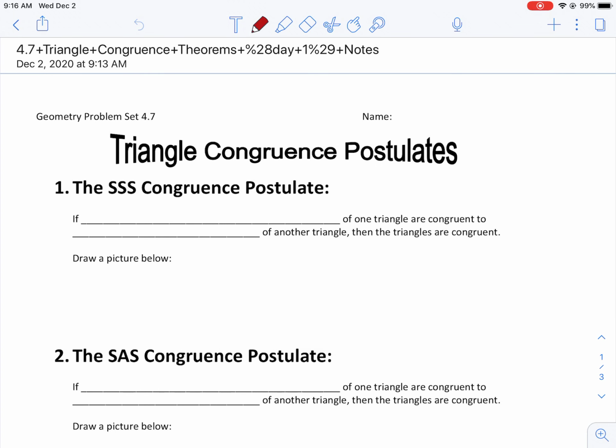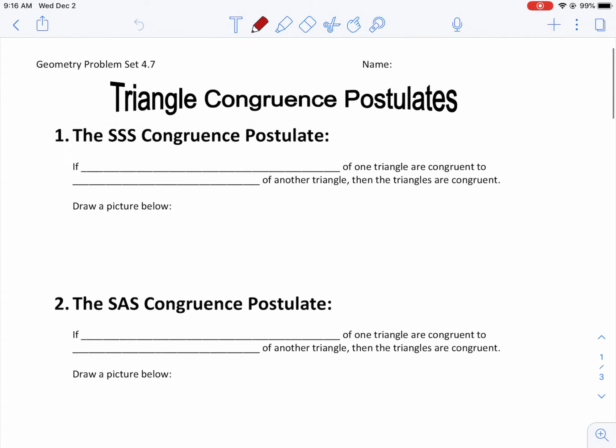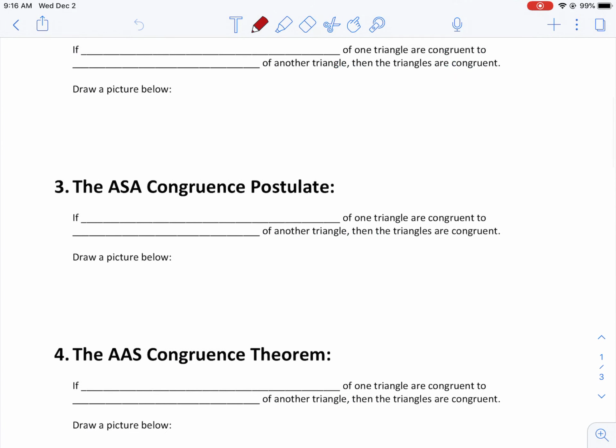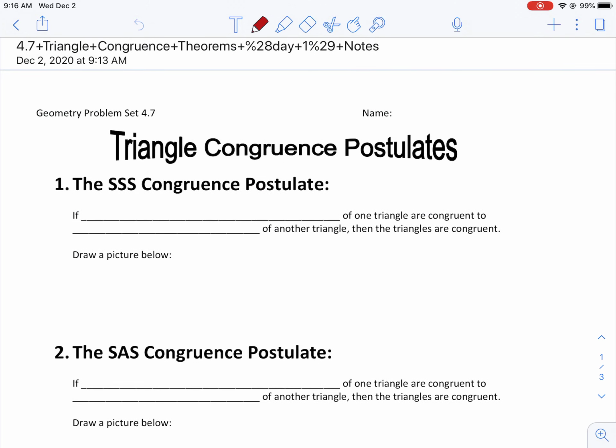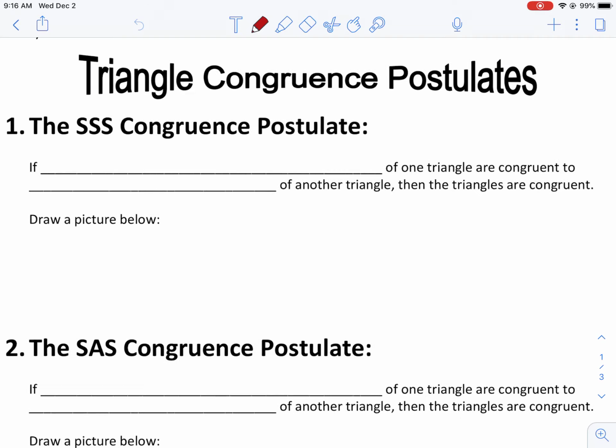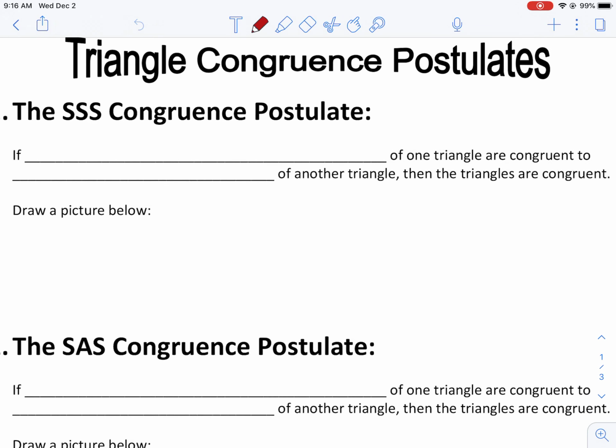Hey, this video is going to be over the triangle congruence postulates and theorems. It's going to be a pretty short video. There's not going to be a whole lot of math and examples in this video. It's just going to be going over these postulates. These postulates are very important. They're going to be used for the rest of this unit up through Christmas break. So it's important to know these, all right?